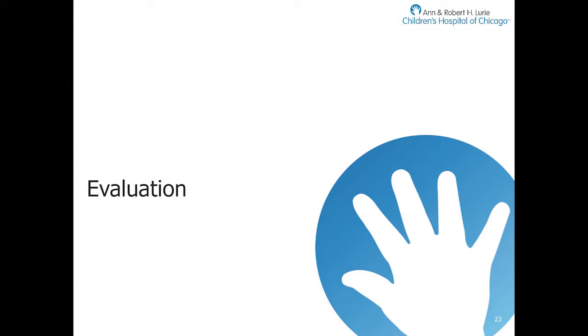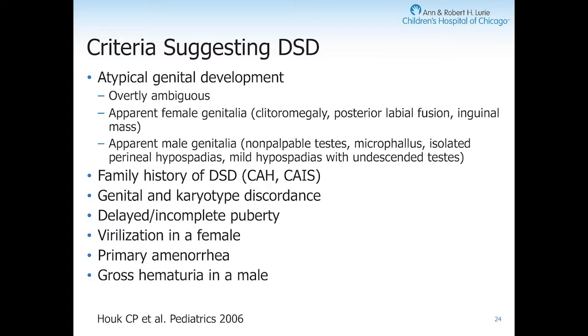So these conditions vary widely, but that's sort of the overview of some of the common things that we might see. We'll talk a little bit about our evaluation in these situations. So when do we look for this? Well, clearly in the situations when we see a baby born where there's what we call sort of atypical or genital ambiguity. But sometimes there are situations that maybe aren't quite so obvious, but we still need to know to look.